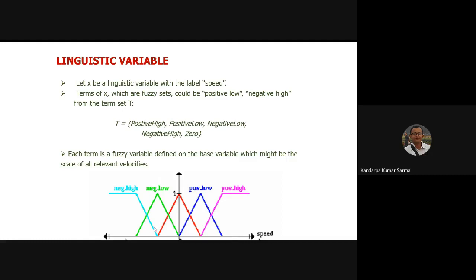So here is a case of the use of the linguistic variable. You can see that x shall be a linguistic variable for the level speed. Terms of x, which are fuzzy sets, could be positive low, negative high. So T is positive high, positive low, negative high, zero. So each term in T is a fuzzy variable defined on the base variable, which might be the scale of the relevant velocities. So you can have here very high, negative low. This is normal. Here it is positive low and positive high. So these are some of the linguistic variable representations showing variations of speed between the minus side of maximum speed and the plus side of the maximum speed.